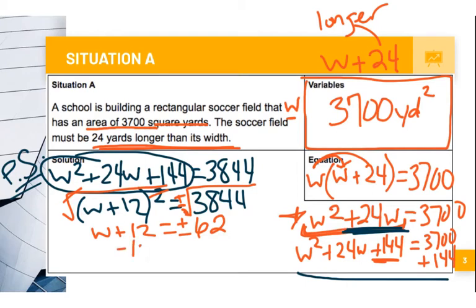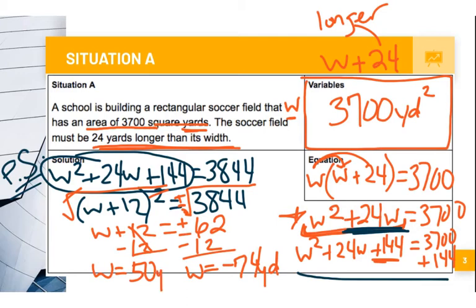All right, so let me just subtract 12 on both sides. Positive 62 minus 12 is a positive 50. And negative 62 minus 12 is a negative 74. Okay. And these are in yards, so this would be negative 74 yards and 50 yards. All right, so we're talking about lengths and widths.